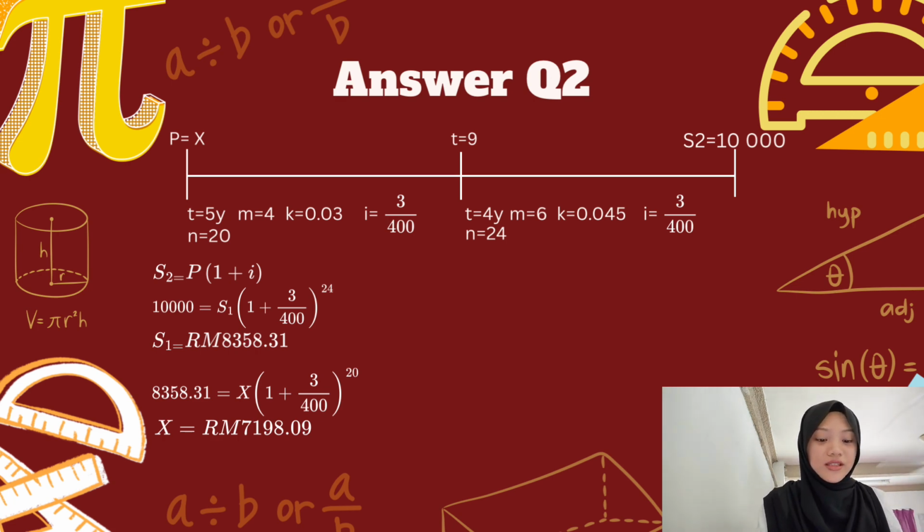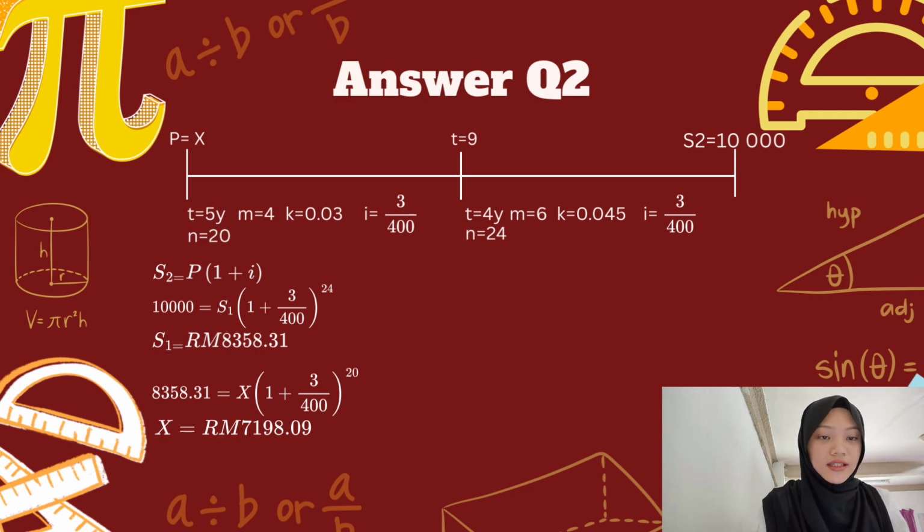To find the original principal, first we must find the first future value. But in this question, we were not given the value of the first future value, only the second future value, which is stated in the question. The accumulated amount in the savings account at the end of 9 years is RM 10,000, which means that the 10,000 is the second future value. And we can find the first future value by using the compound interest formula, using the information that we have put for the second timeline.